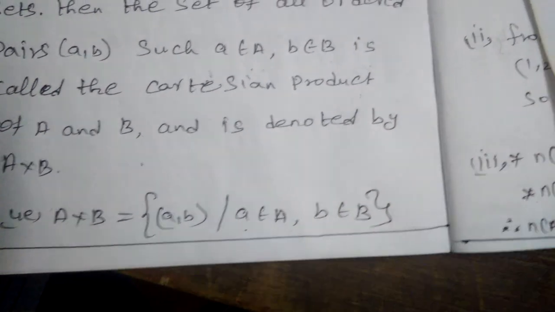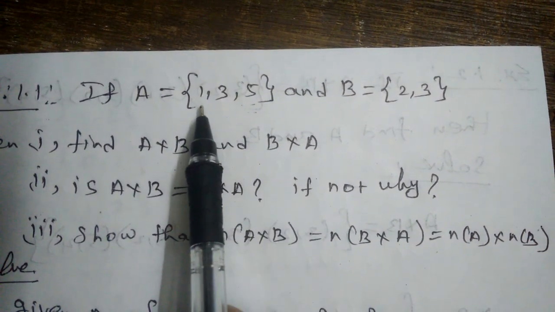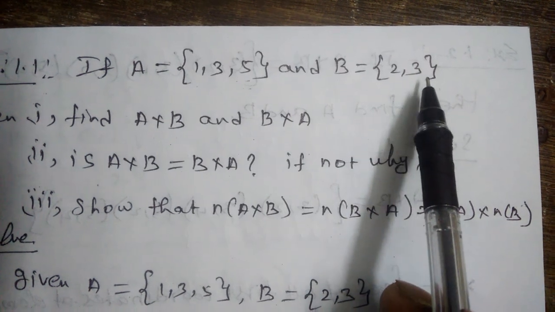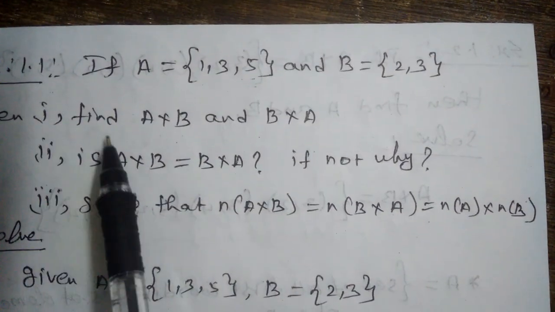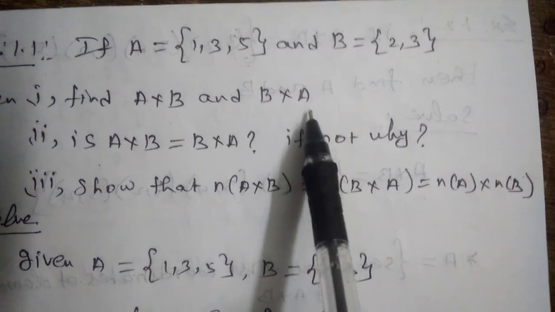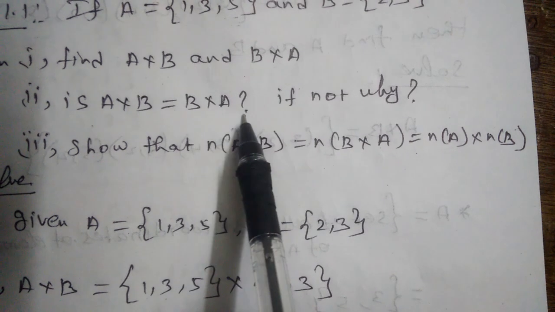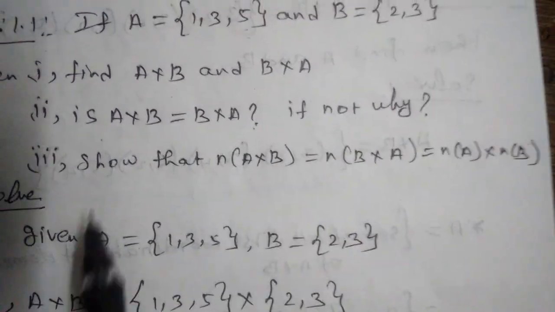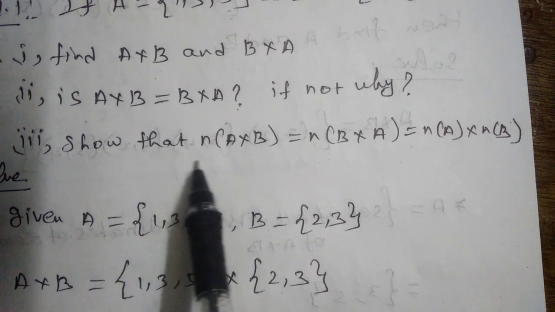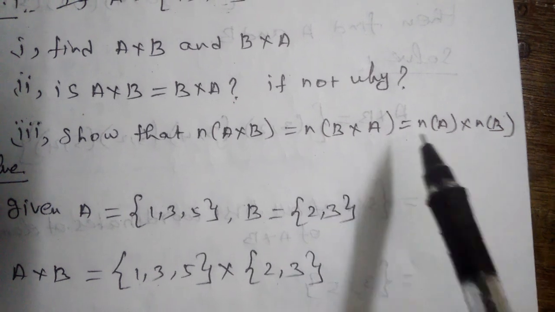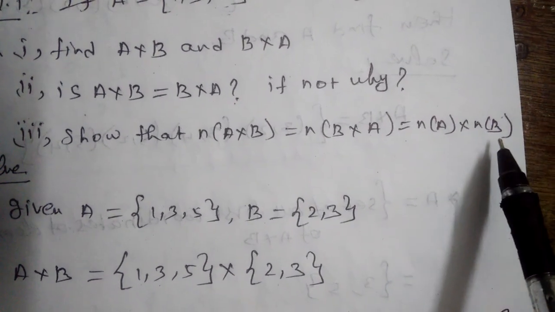Now we go to example number 1.1. If A is equal to the set {1, 3, 5} and B is equal to the set {2, 3}, then find A cross B and B cross A. The second question is: is A cross B equal to B cross A? If not, why? And the third: show that n of A cross B equals n of B cross A equals n of A into n of B.